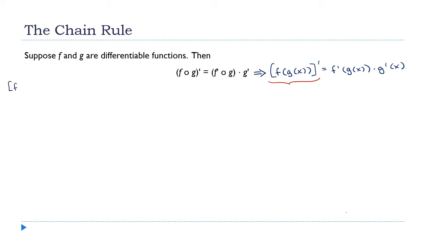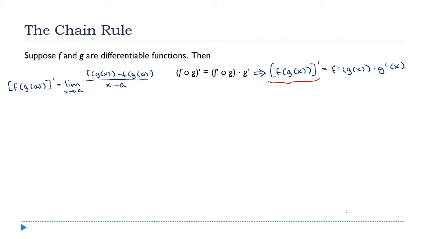The derivative of f of g of x, but we're not going to do x. Let's do this at a. I'm going to do this at an individual point. This is the limit as x approaches a of f of g of x minus f of g of a over x minus a.